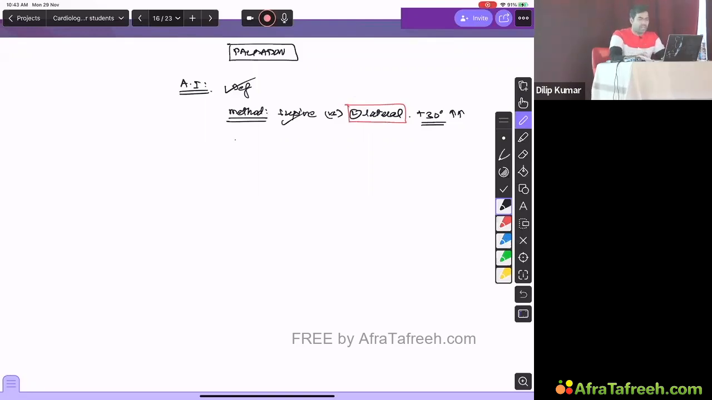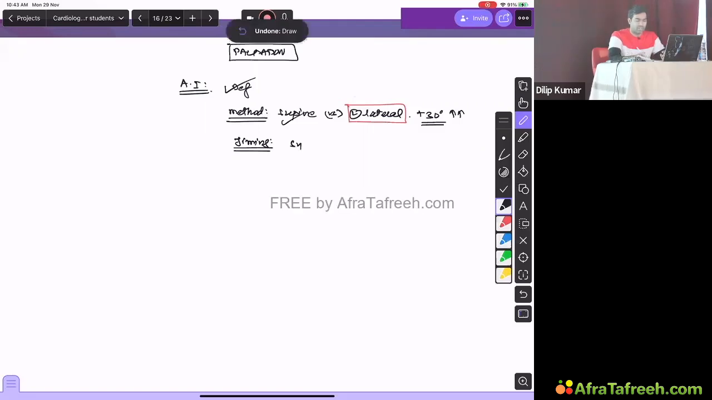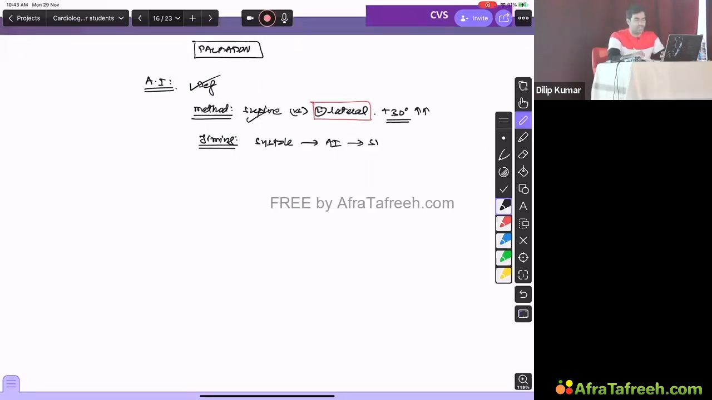And what is the timing of the apical impulse? Generally, ventricular systole will start first, followed by the apical impulse. Okay, then only your first heart sound will come. Then only your carotid upstroke will happen.